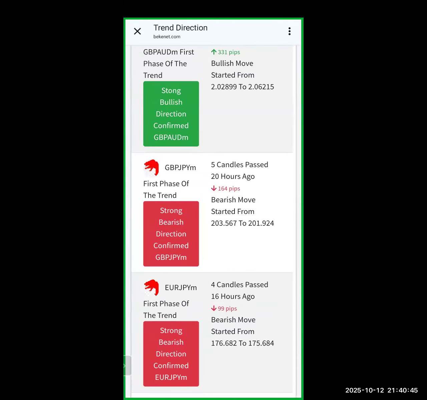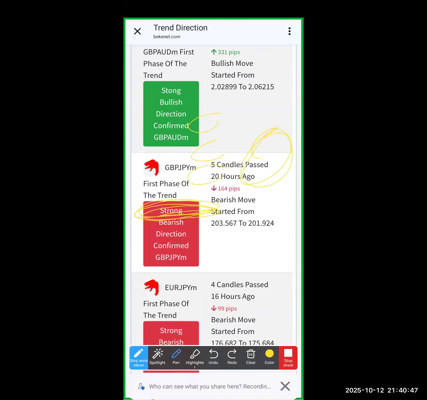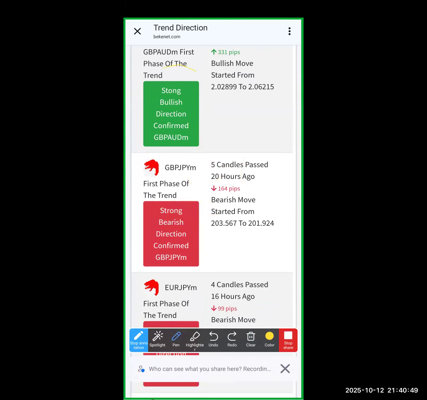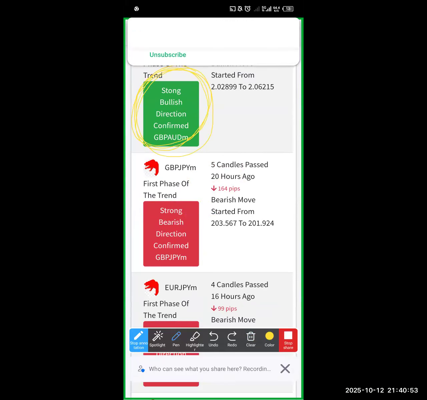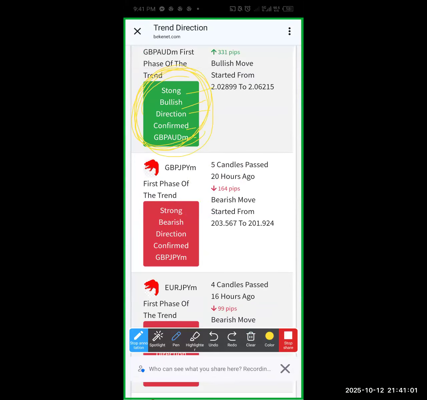You understand? You see this that is showing just green. Look at it. This is showing green. If you check your chart, this price has shot up, showing green, and it will show you strong bullish direction, confirm. GBP, Australian dollar, you understand? Then the next one is JPY pair, very strong. This is exactly for you to know the one that is bearish and the one that is bullish.